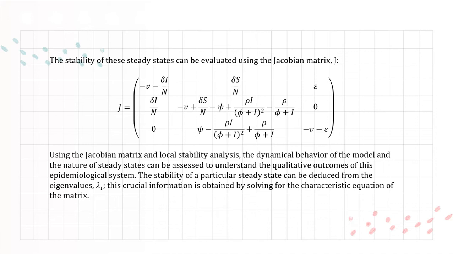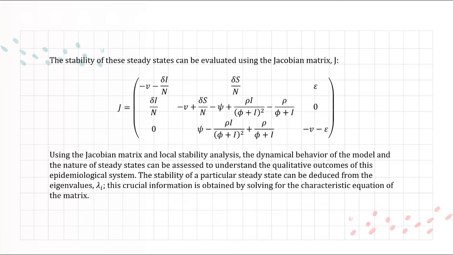Thus, we can evaluate the stability of steady states that we have obtained by using Jacobian matrix J, which is as shown in the slides. By using the Jacobian matrix and local stability analysis, the dynamical behavior of the model and the nature of steady states can be assessed to understand the qualitative outcomes of this epidemiological system. The stability of a particular steady state can be deduced from the eigenvalues.